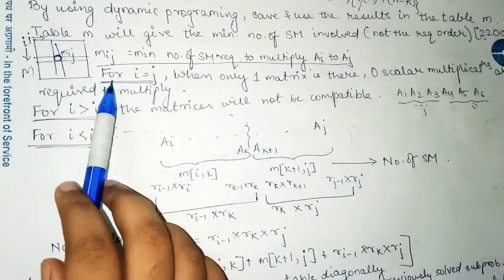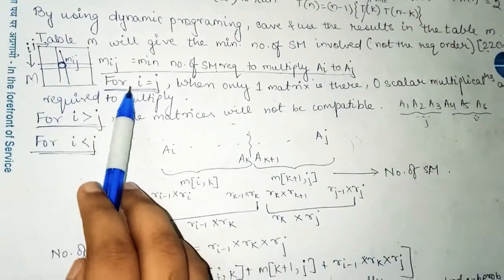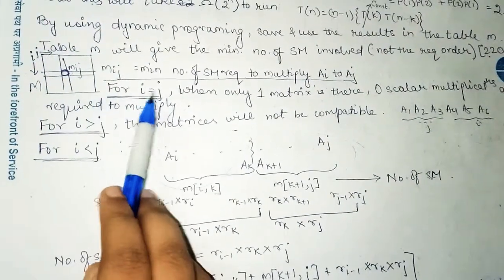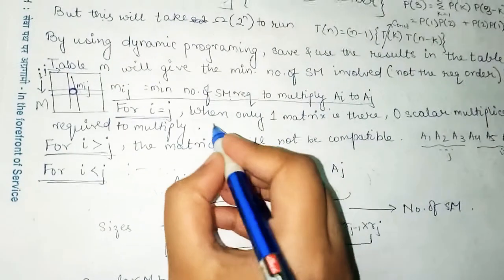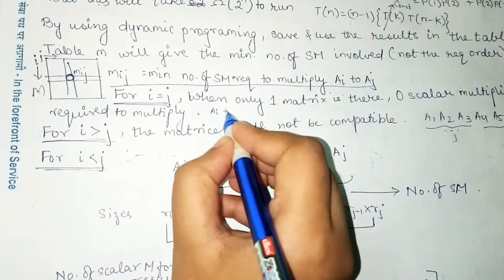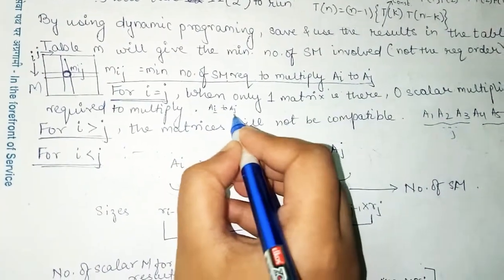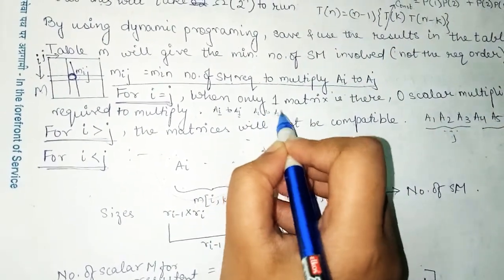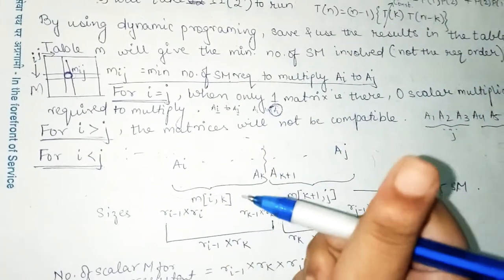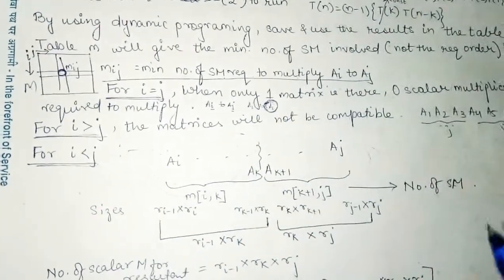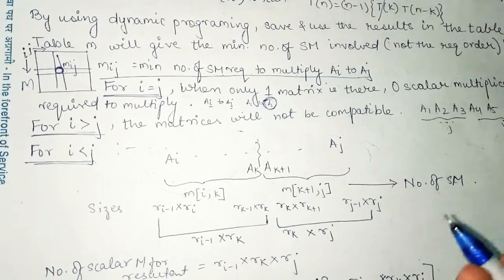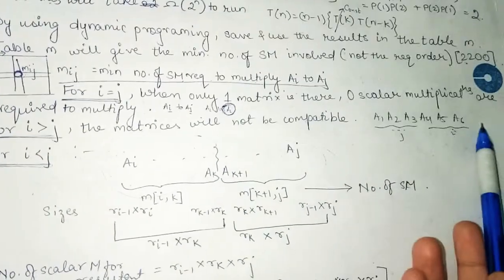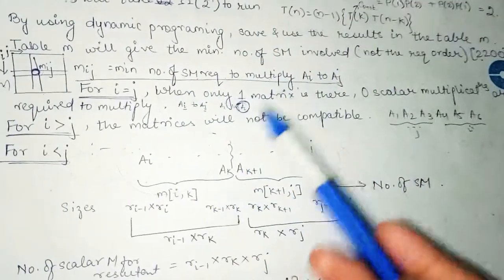Now we have three conditions for filling this table. If i equals j, that is the diagonal elements, it means I'll be multiplying from Ai to Ai. It is the same matrix, only one matrix we are having, and we don't multiply the matrix with itself. So when there is only one matrix, zero scalar multiplications are required.